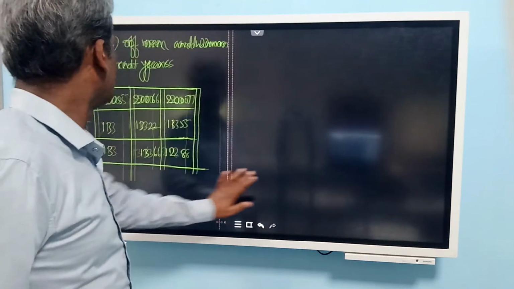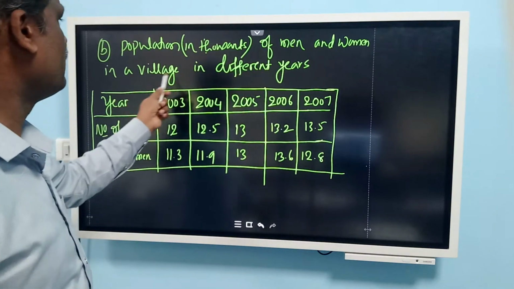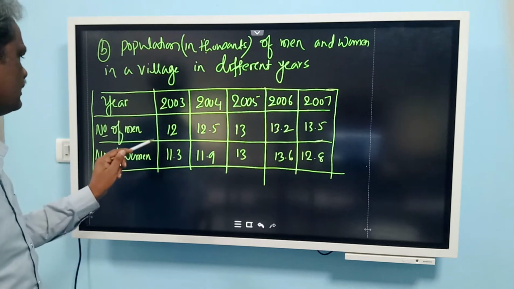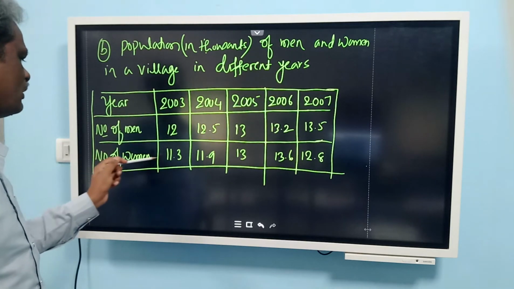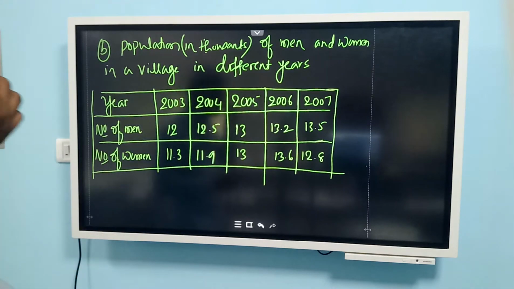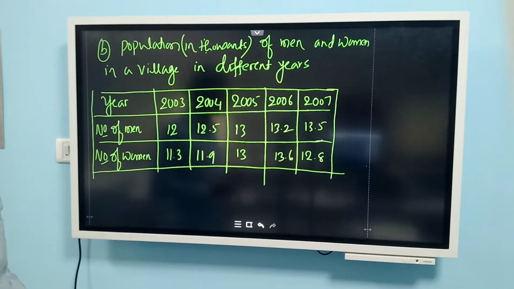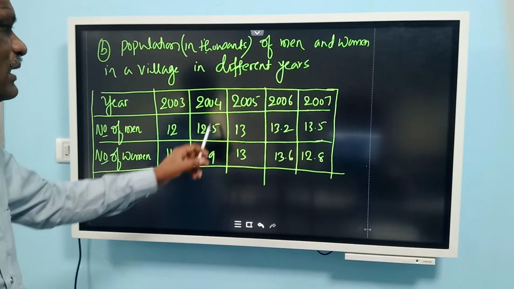Question B here. Population in thousands of men and women in a village in different years. In the year 2003, the number of men is 12, the number of women is 11.3, it is given in thousands, 11.3 thousand. You multiply that by thousand, that means 11,300. So here 2004 it is 12.5 and 11.9.